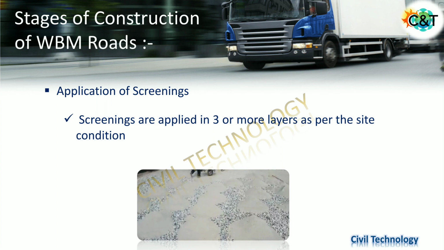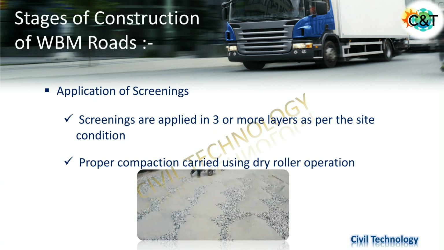Here also almost the same procedure is followed for the rolling operation. Later we do the brooming on each and every layer of the screening for removing the uncompacted screening material. Here you can see this is the very fine material, that is the screening material.